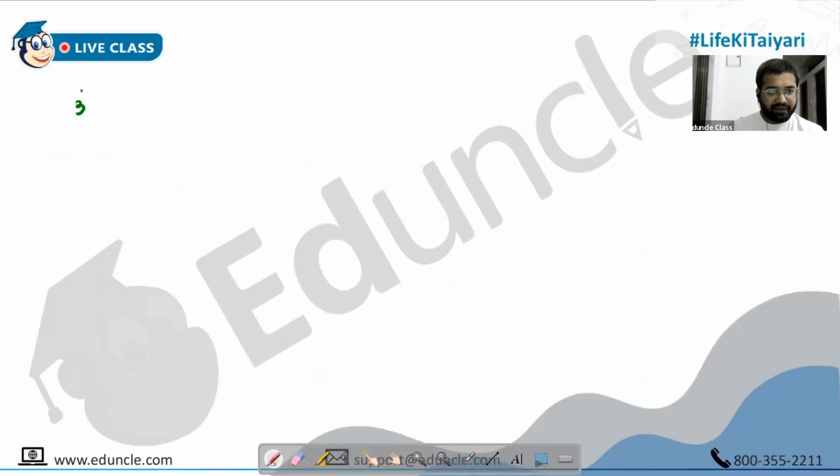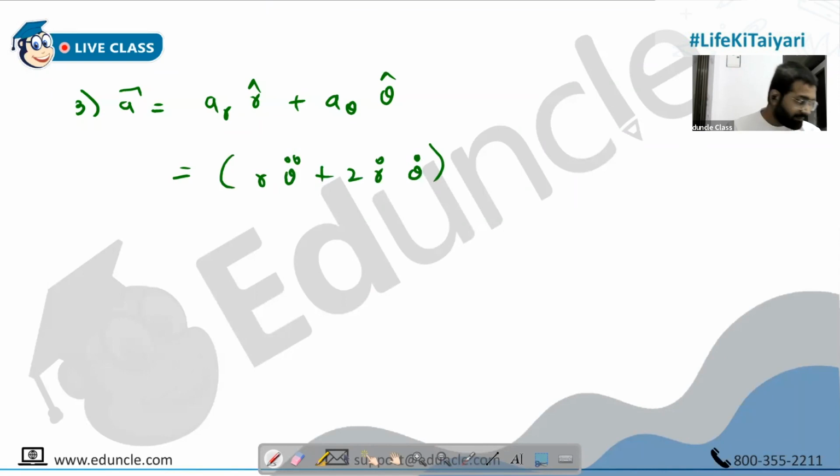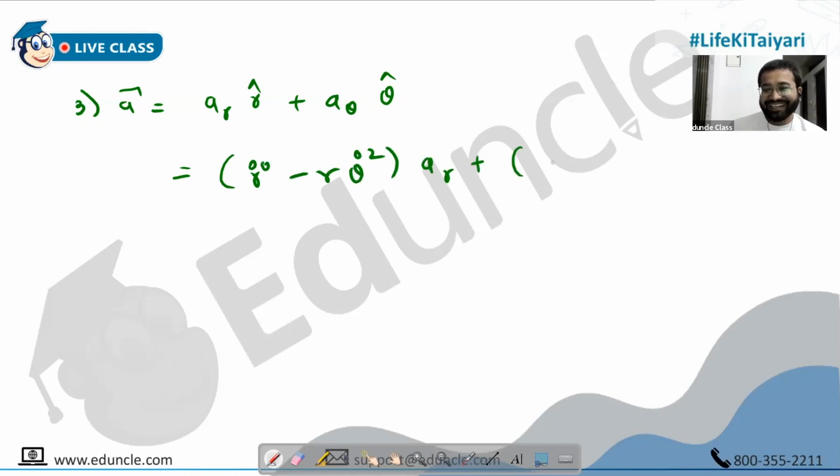And then we also learned the acceleration vector, if you remember. A vector was ar into r cap plus a theta into theta cap. AR was actually r theta double dot plus 2 r dot theta dot. I'm not 100% sure if I'm writing it correctly. No, that's wrong. So AR was r double dot minus r theta dot square. And a theta was r theta double dot plus 2 r dot theta dot into theta cap. Okay, r cap. Absolutely.